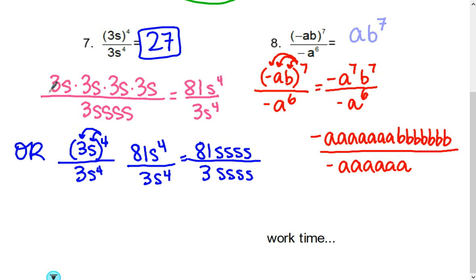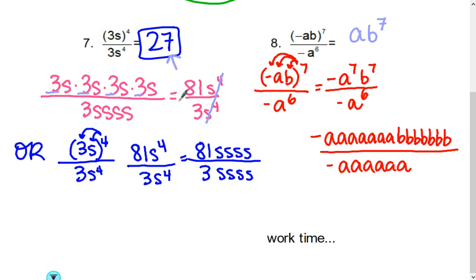I used my product rule. 3 times 3 times 3 times 3 is 81. And then I had the s to the 4th. I had 4 of those s's. Now we're over 3s to the 4th. Well, look what happens. S to the anything divided by itself is just 1. So s to the 4th over s to the 4th is just 1. And then I'm left with 81 divided by 3, which is just 27.